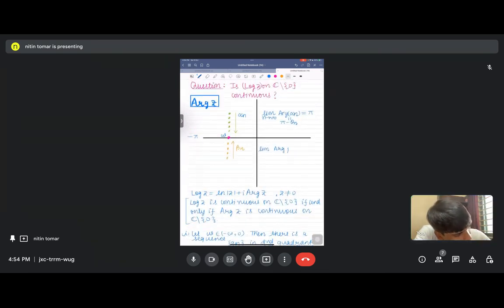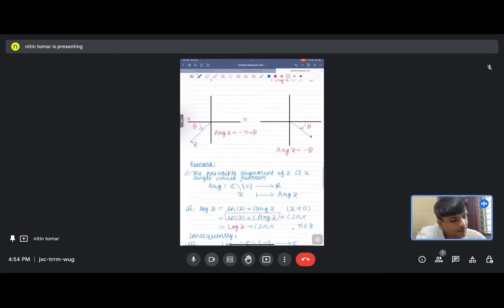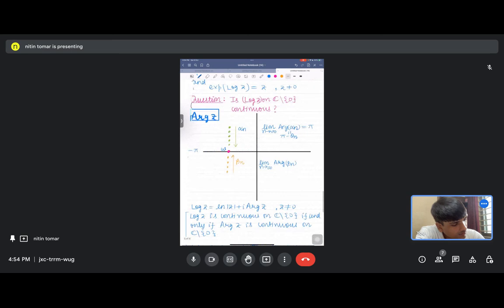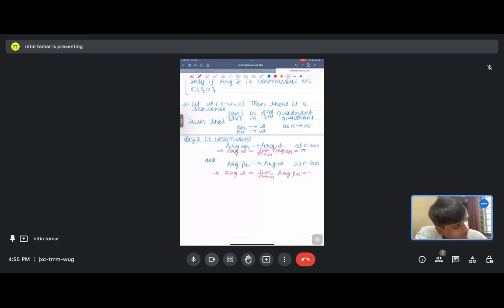Sir, minus pi. How? We can see in the third quadrant how the angle was calculated. It was minus pi plus theta, right? So here it will be minus pi plus theta 1. Theta is decreasing, so it tends to minus pi. So all of you get why it should be minus pi? Yes, sir. So this will be minus pi.